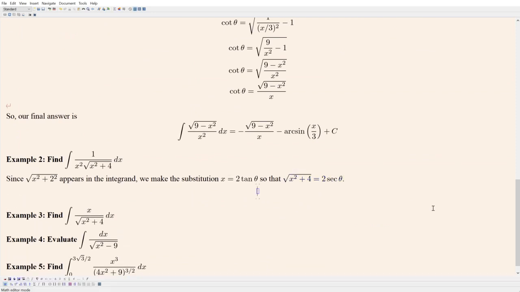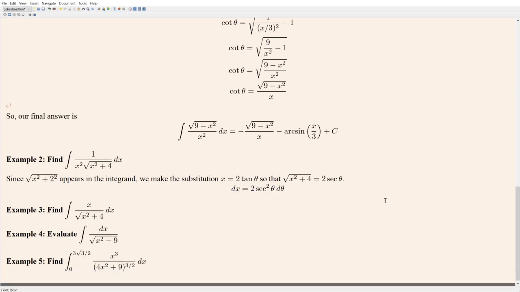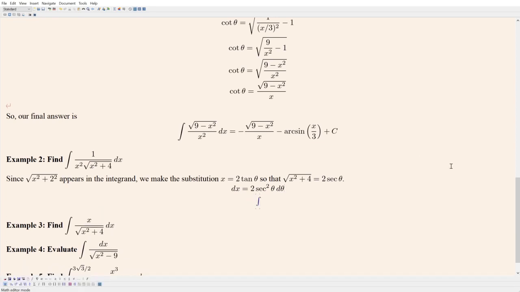Now, before we move on, we also need to figure out the d terms. So if we differentiate this, dx is equal to 2 secant squared theta d theta. Right, so remember the derivative of tangent is secant squared. Okay, so let's start plugging things in.